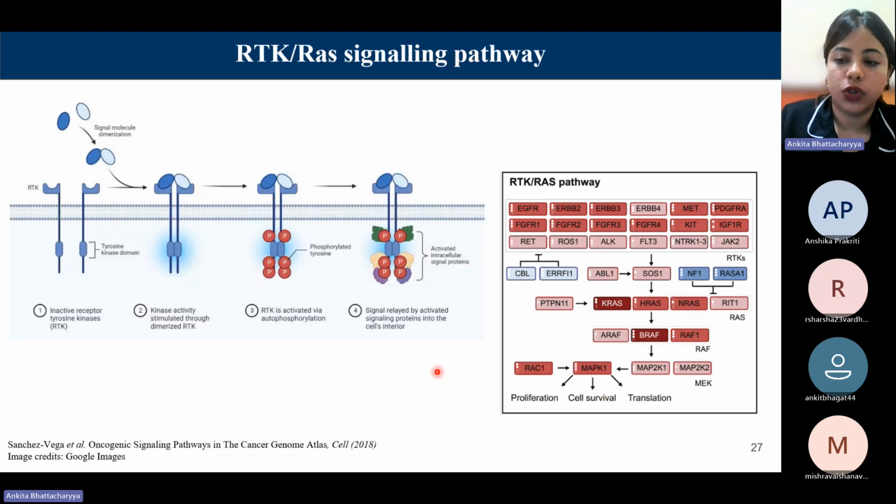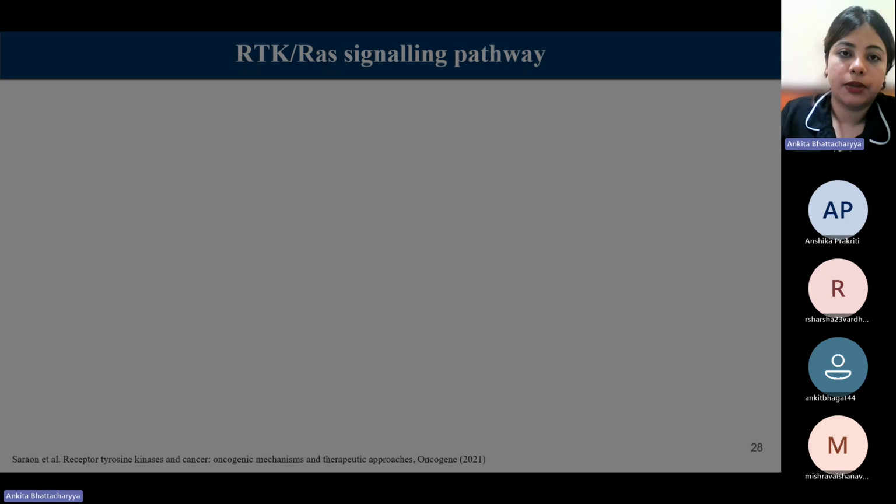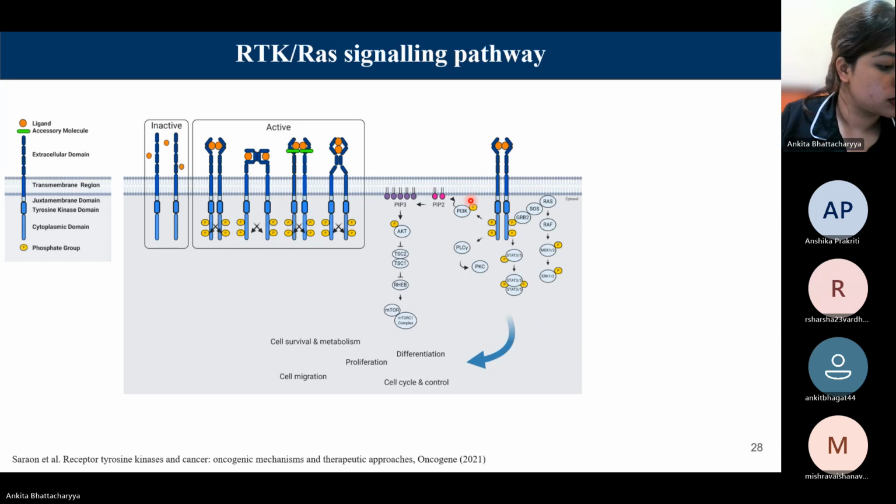Okay. So that is what happens in the default RTK-RAS signaling pathway. The question is, how does it play an oncogenic role? We'll come to that very soon. But before that, let us look at the pathway in slightly more detail.